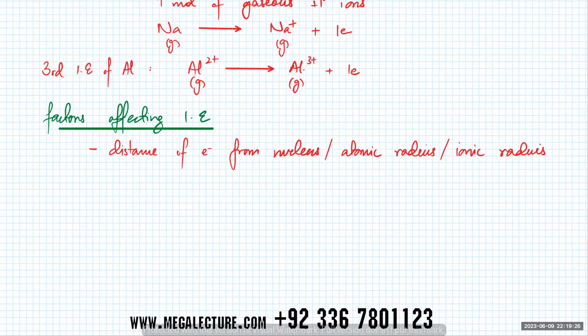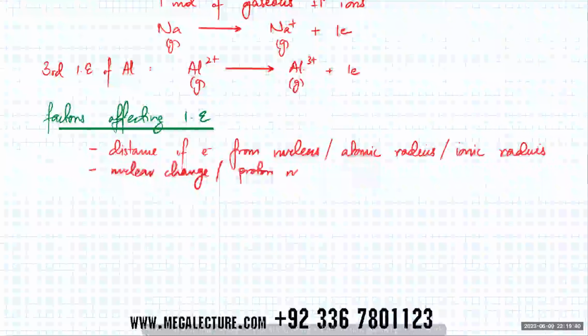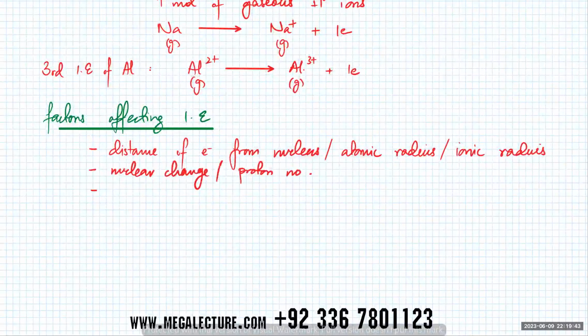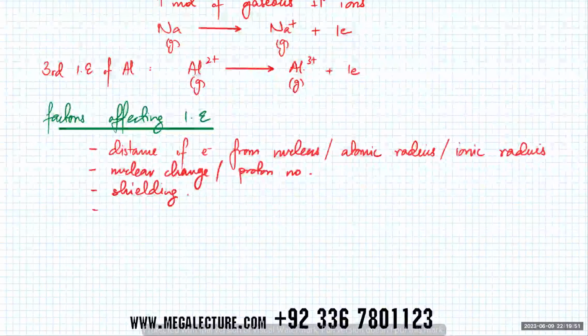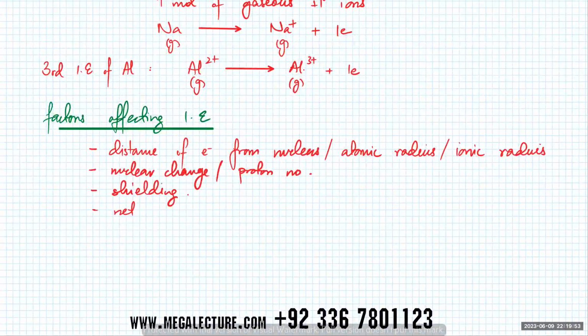What's the next one? Is it the nuclear charge? You get nuclear charge, or the number of protons. You said shielding. And what's the fourth one? The charge on the ion. You get the net positive charge.